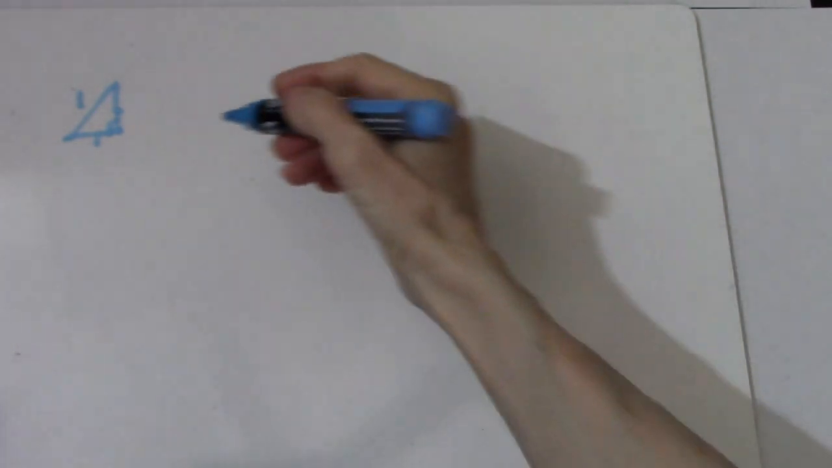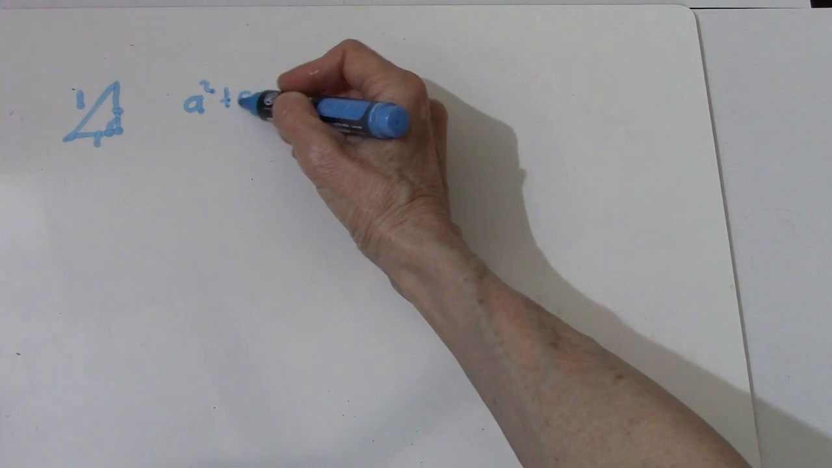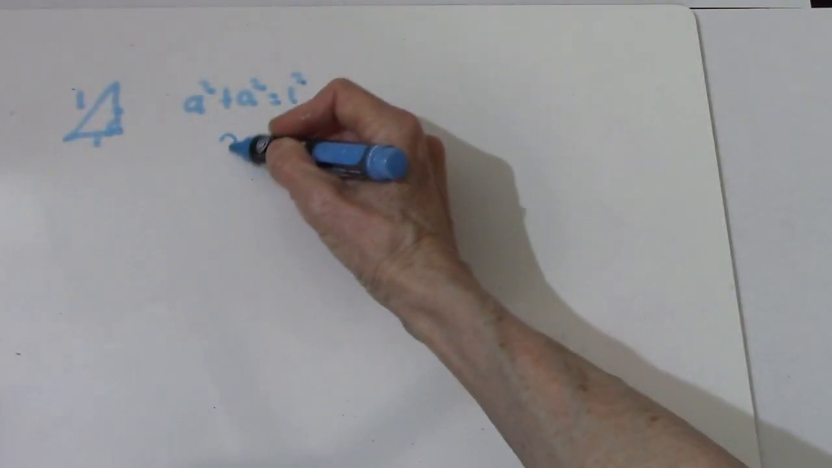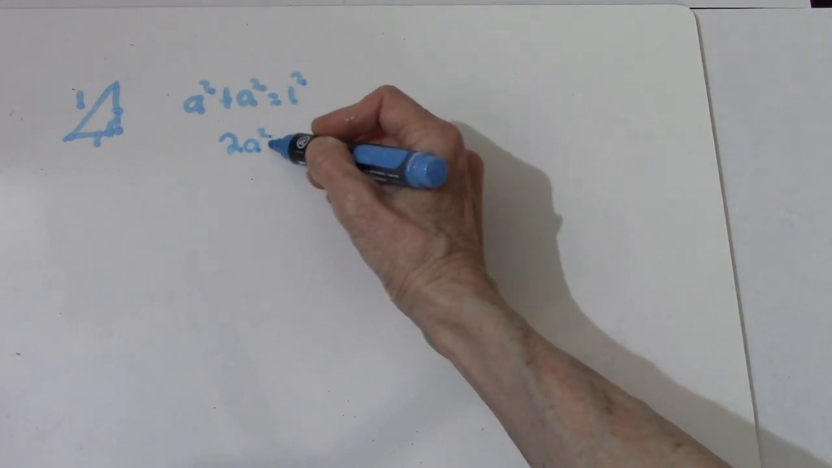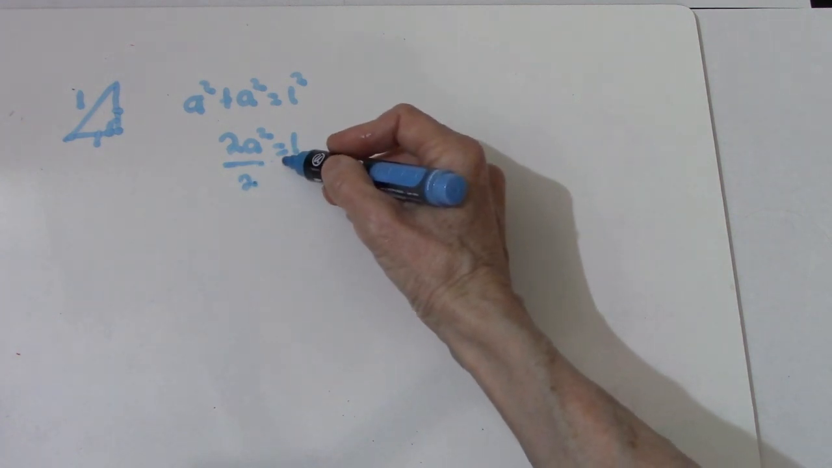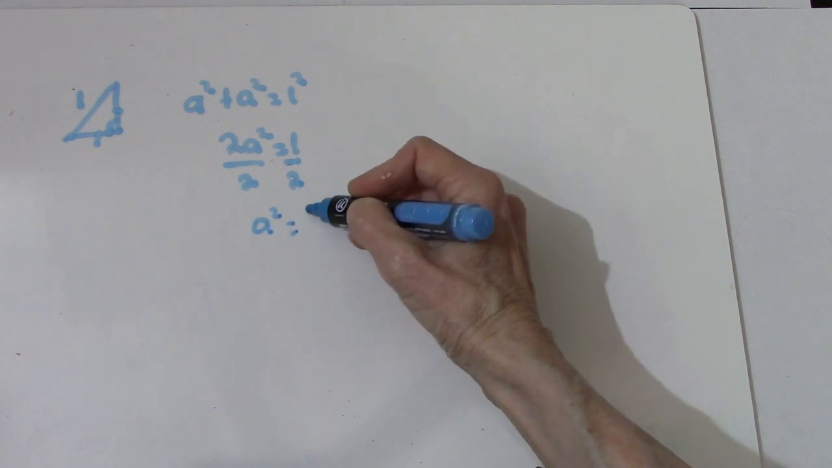Next, we have an isosceles right triangle. It's a 45-45-90 triangle. The hypotenuse is given to us to be 1. So again, we know that A squared plus A squared equals 1 squared. So we have 2A squared equals 1. Divide both sides by 2, and we get A squared equals 1/2.